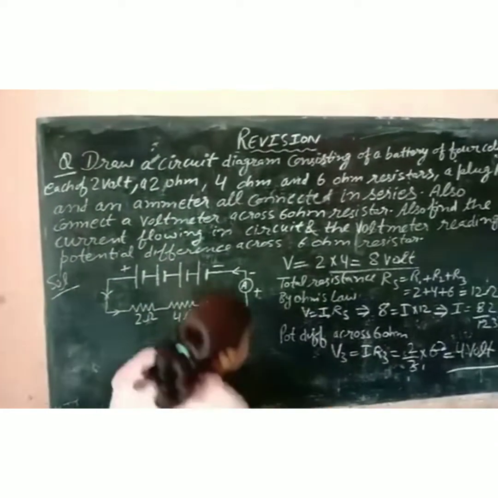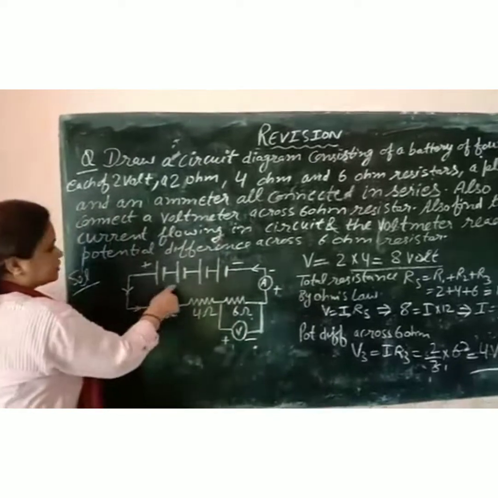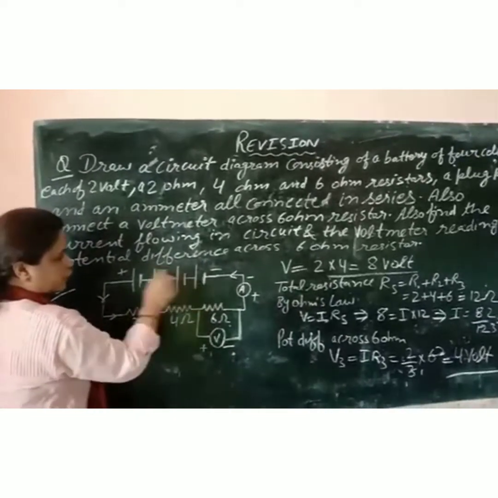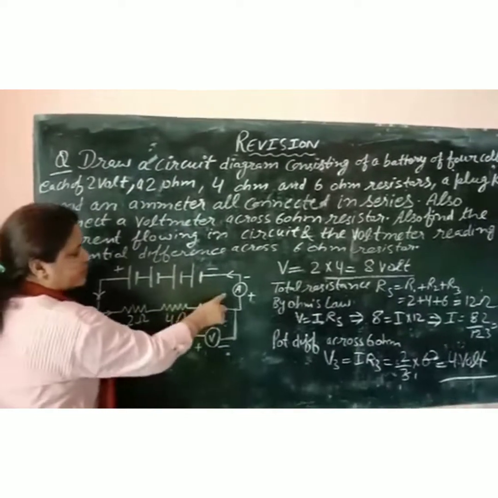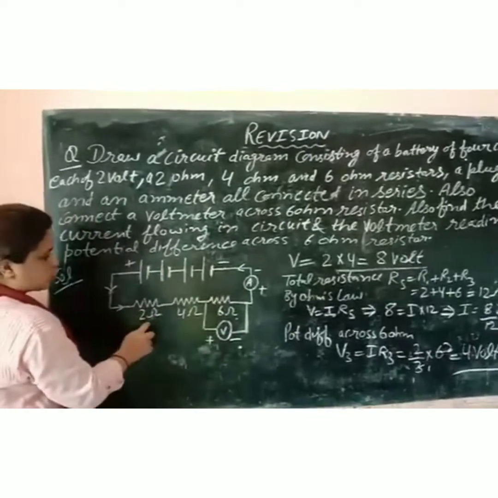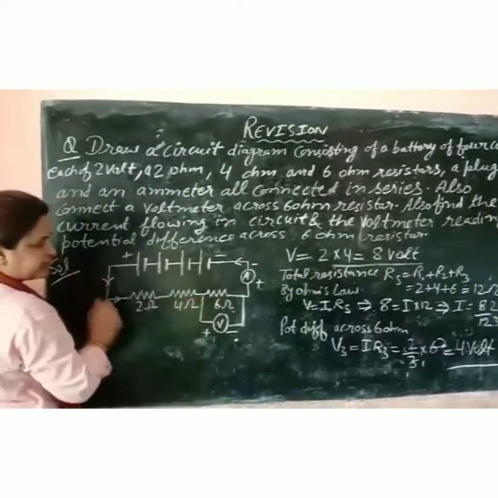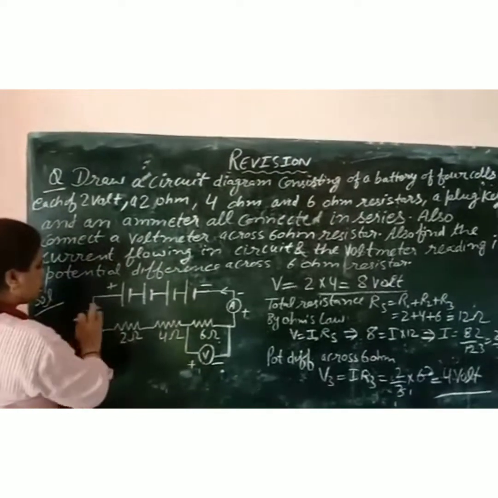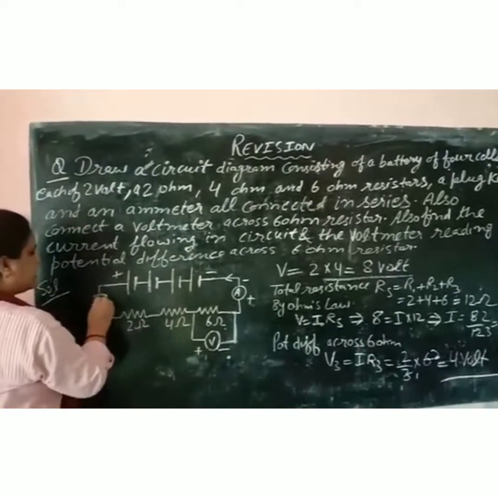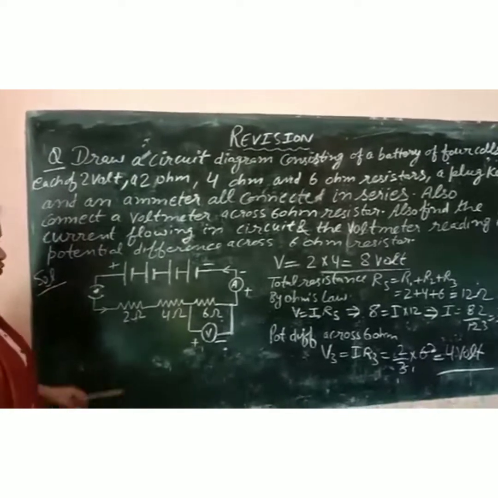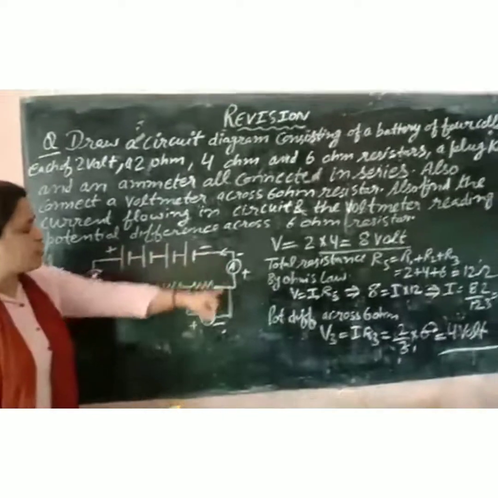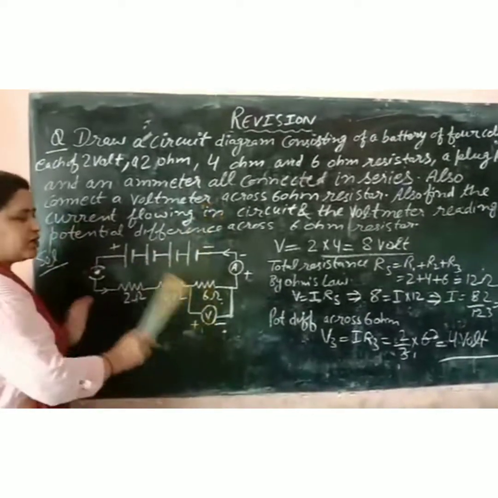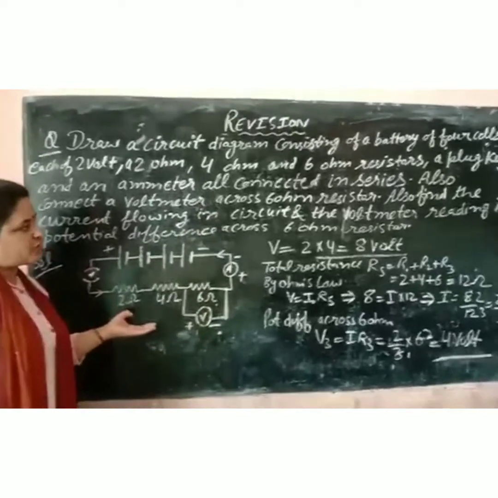As you can see, 4 cells, 1 2 3 4 cells are there. We have connected them. Ammeter also connected. 2 ohm, 4 ohm and 6 ohm connected in series. Voltmeter is connected across 6 ohm, and we also have to connect a plug key here. So in this way you have to make a circuit diagram according to the given. So this is the one portion of the question.